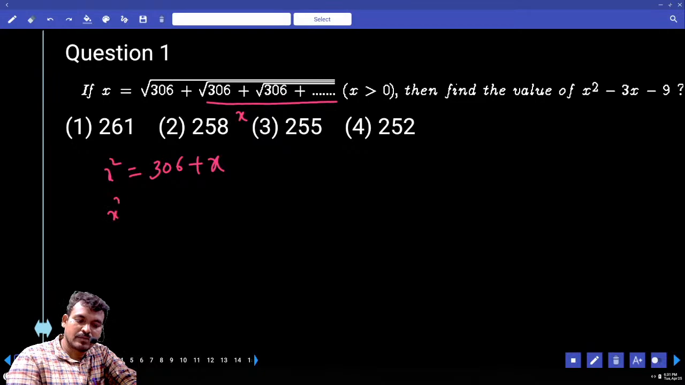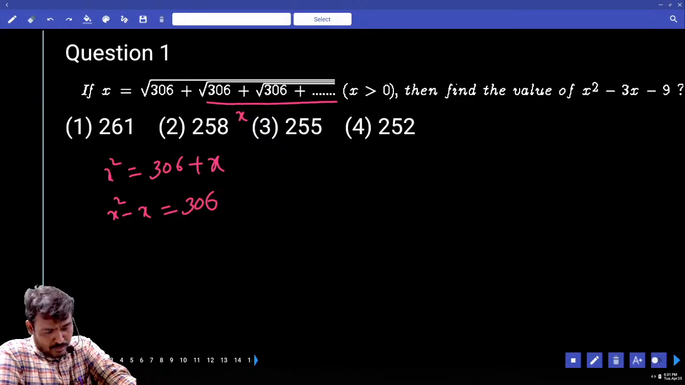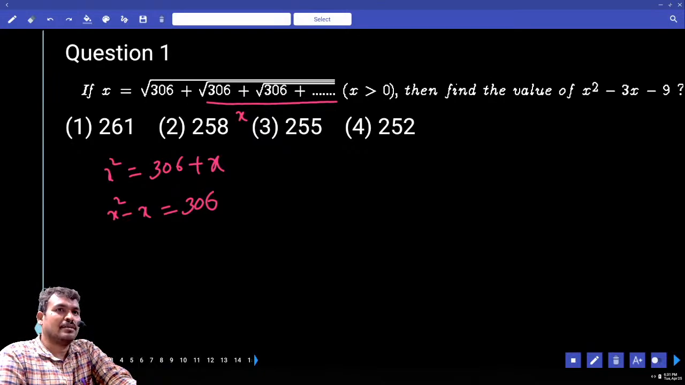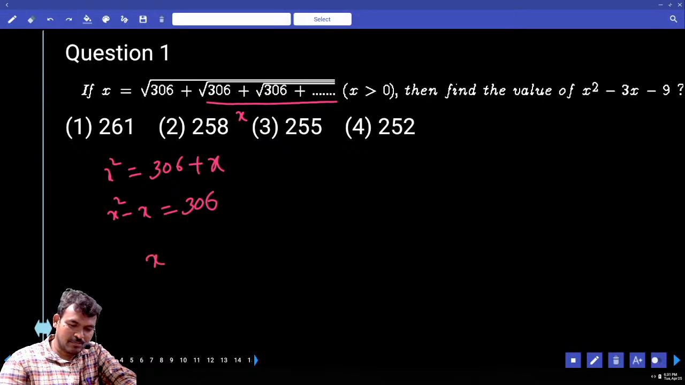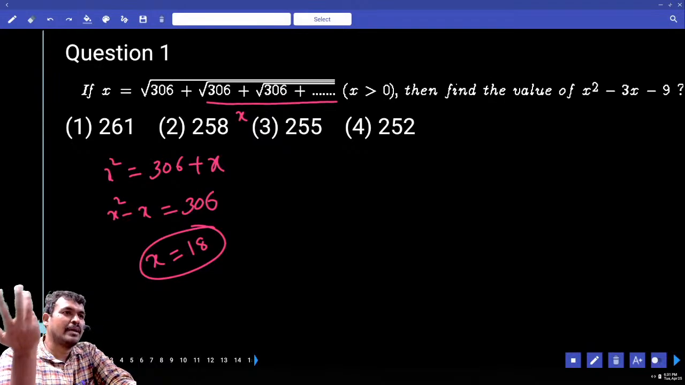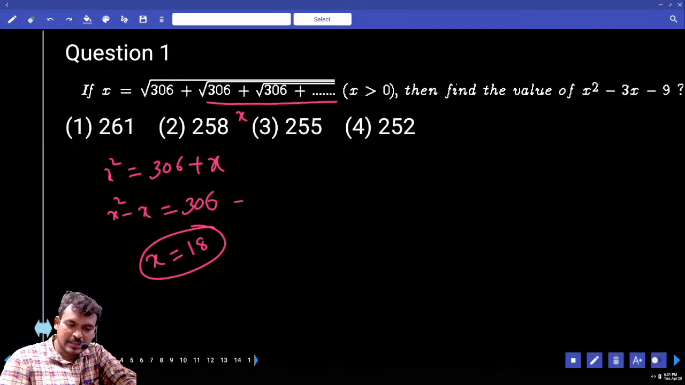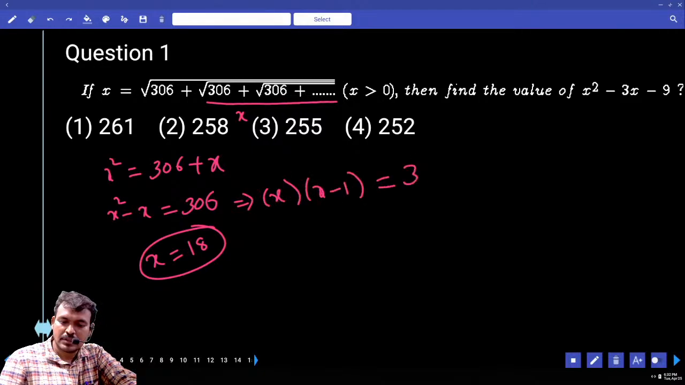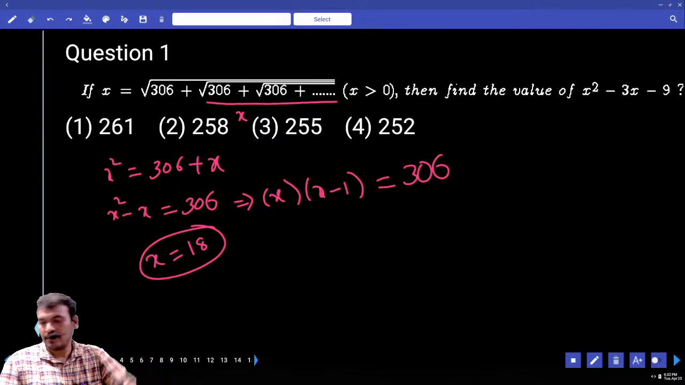This one we write x square minus x equal to how much? 306. What is the 18 square? 324. Compared to 324, 306 how much lesser? 18 lesser, means x equal to 18. 18 square minus 18 is how much? 306. Or x square minus x, written x into x minus 1, equal to 306.